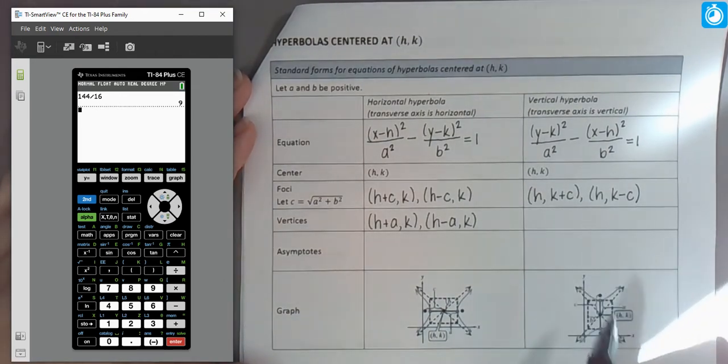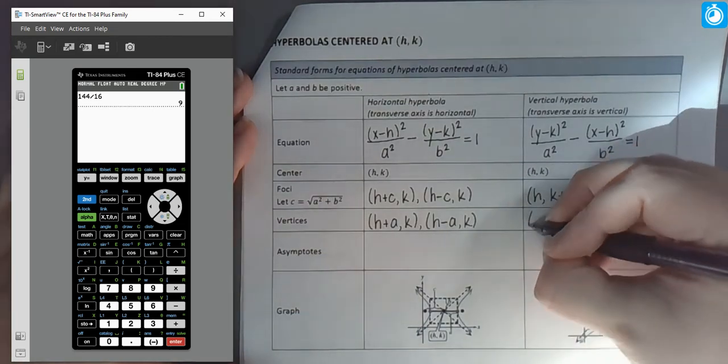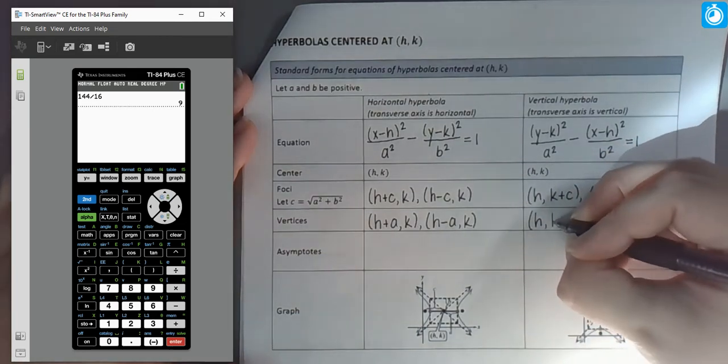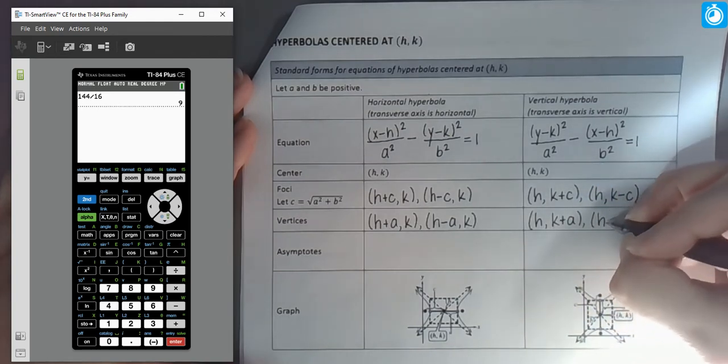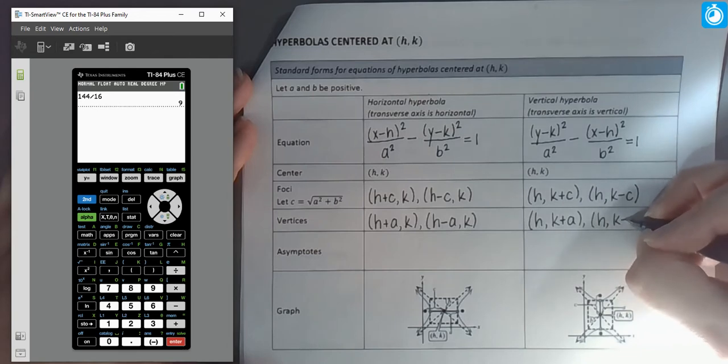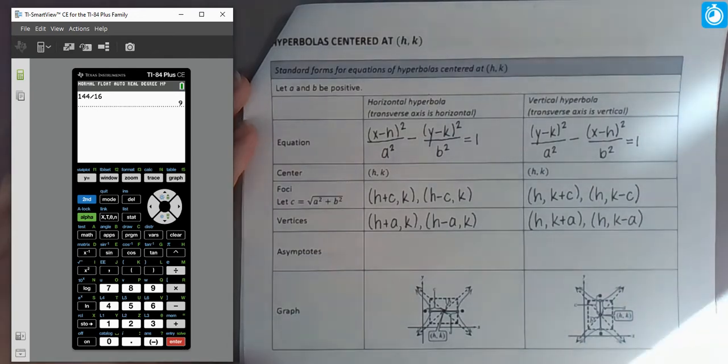If we're looking at a vertical hyperbola, the vertices are a units above and below. So hold the x value constant, adjust the y value, positive and negative a units. So hold the x value constant, and then add on a units, hold the x value constant, and then subtract a units. And then our asymptotes are going to adjust as well.